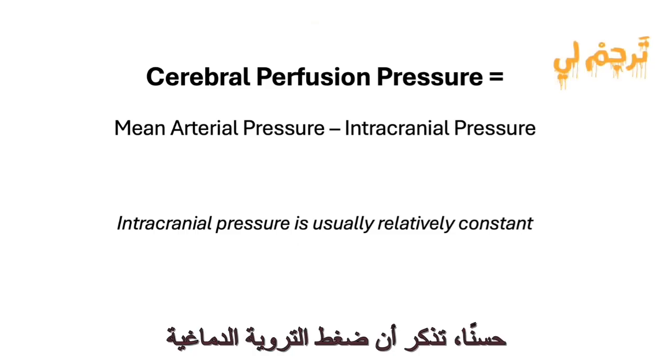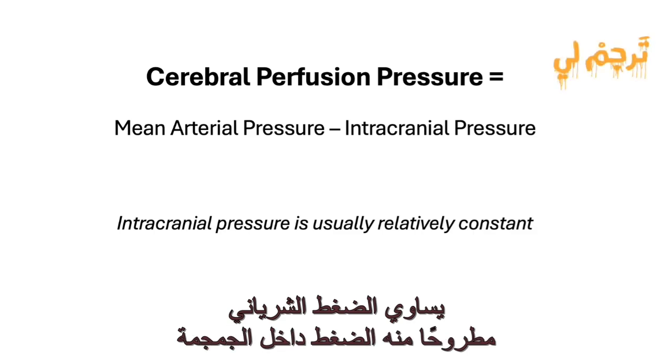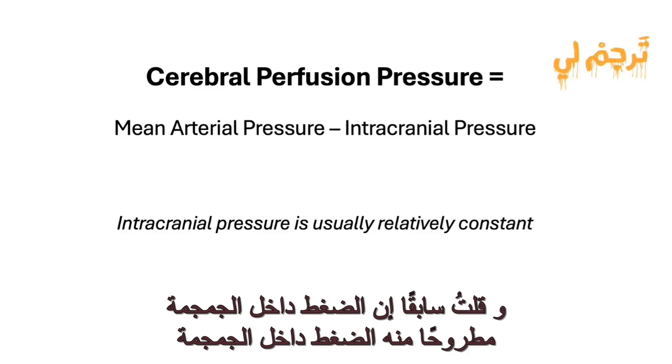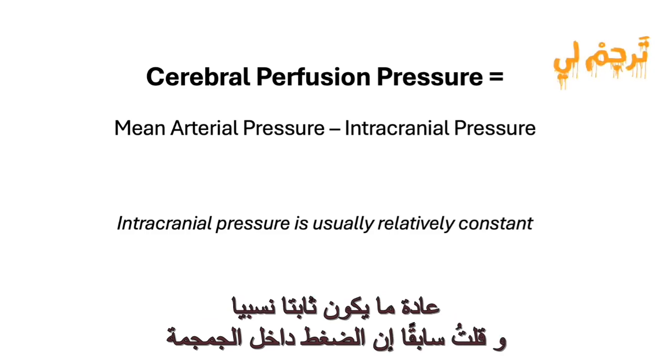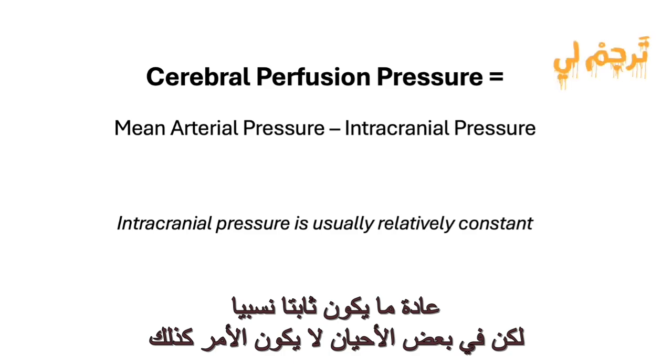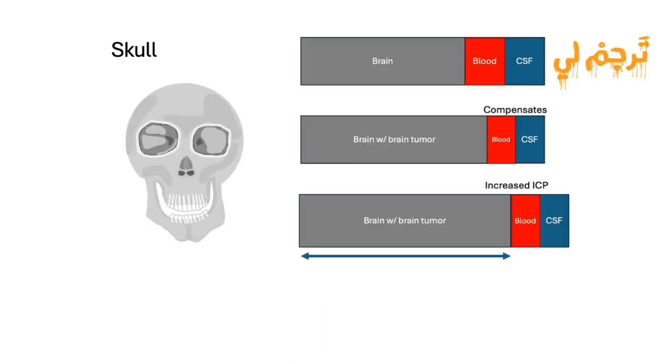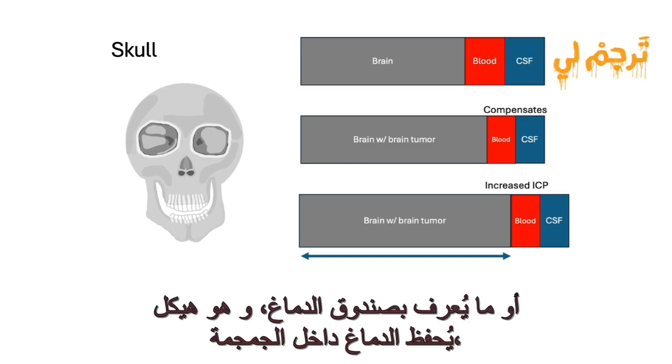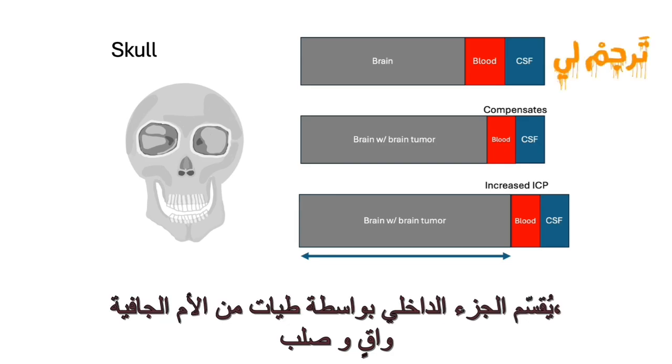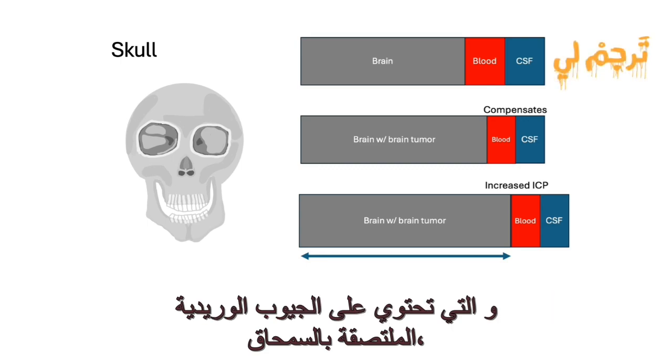All right, remember, cerebral perfusion pressure equals mean arterial pressure minus intracranial pressure. And I said before that intracranial pressure is usually relatively constant, but sometimes it's not. The brain is locked inside the skull, or brain box, which is a protective yet solid structure. The inside is divided by dural folds that are adherent to the periosteum and contain the venous sinuses.